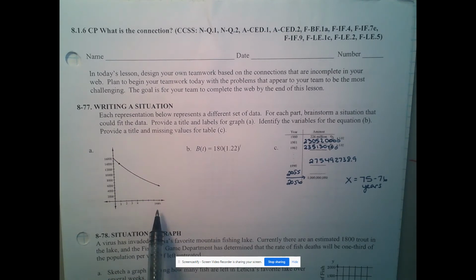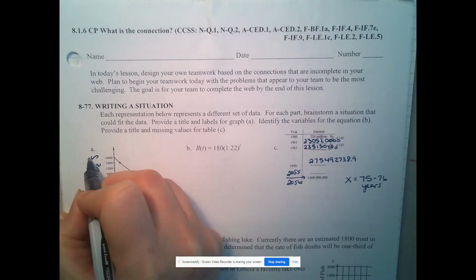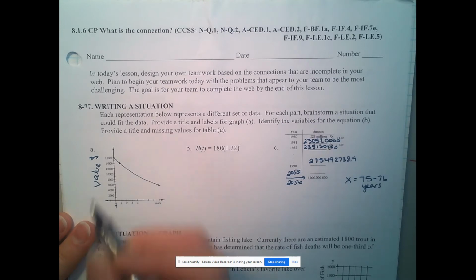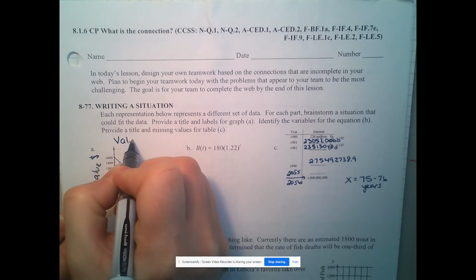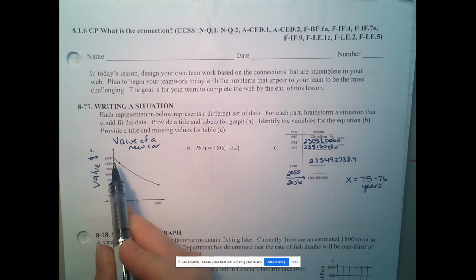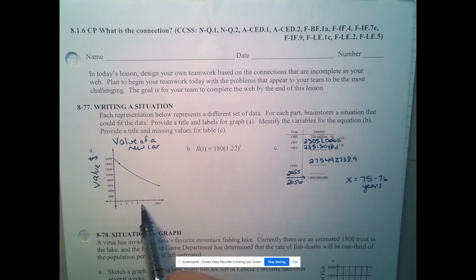So I might put here on the side value and have this be about money. And something that starts at $16,000 might be a new car. So this might be value of a new car. And it would make sense because each year the value of the new car is decreasing. By the time you get out here, 5, 6, 7, 8 years, you're looking at around $6,000. Like those are possible scenarios that would make sense.